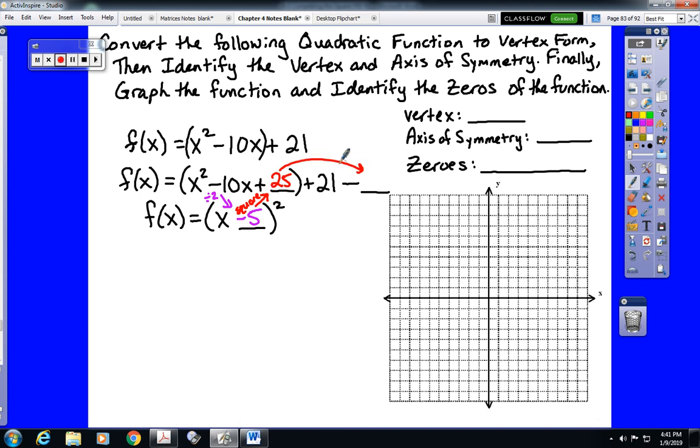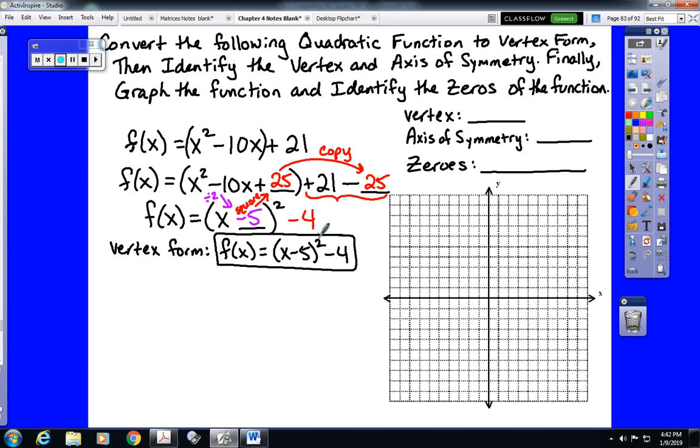Then we copy that value into the other blank, because if I add 25, I then have to subtract 25 to keep the equation balanced. Final step is to do 21 minus 25, which would be -4. So my vertex form, my first answer for this 5-answer problem, is f of x equals quantity x minus 5 squared minus 4.